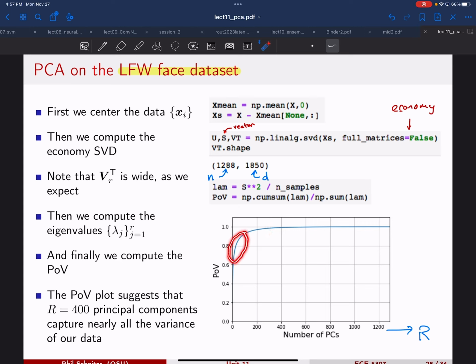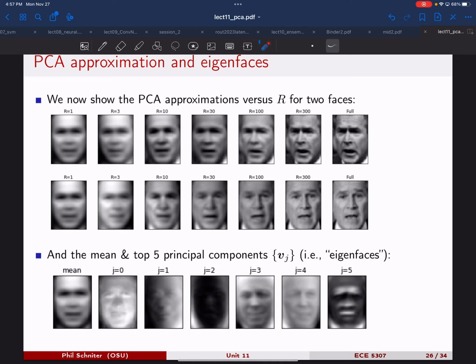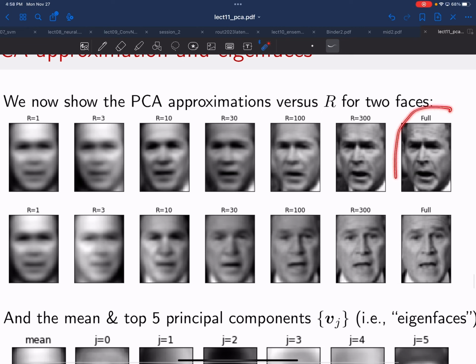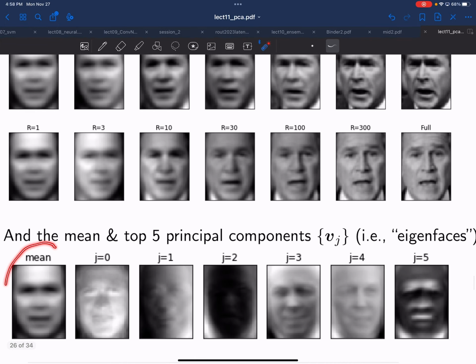Things do get worse as we go down, but we can take a look at some pictures to see how bad things get down over here. Okay, so now let's look at two particular faces. So these are both faces of George W. Bush. On the right, this is the face without any compression. And then here I'm showing you the approximate faces under different levels of compression. And by the way, here is the mean face.